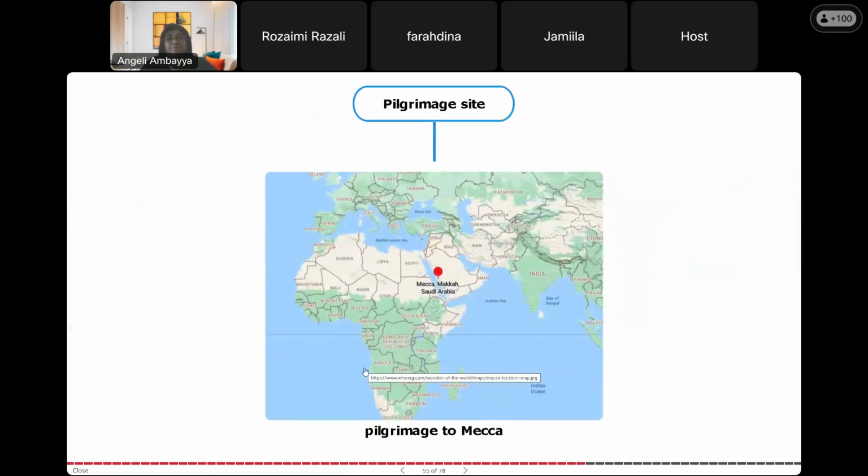Number two, the Arabian Peninsula is where Mecca is located, right? So for centuries, even before the birth of Prophet Muhammad sallallahu alaihi wasallam, Mecca has always been a site where people come for pilgrimage. It's a well-known pilgrimage site even before the birth of Prophet Muhammad.